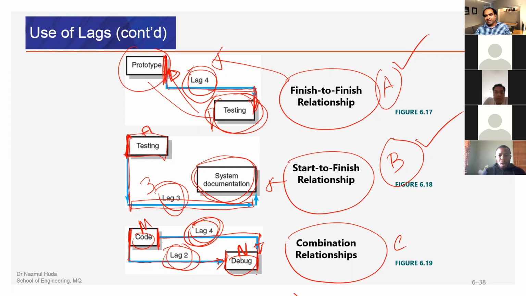So does it also mean that for start to start, you have to finish coding in 2 days and start debugging? No, for start to start, you don't have to finish coding. That doesn't mean you have to finish the coding process. So debug 2 days after the start of coding. That's the appropriate answer. Yes.